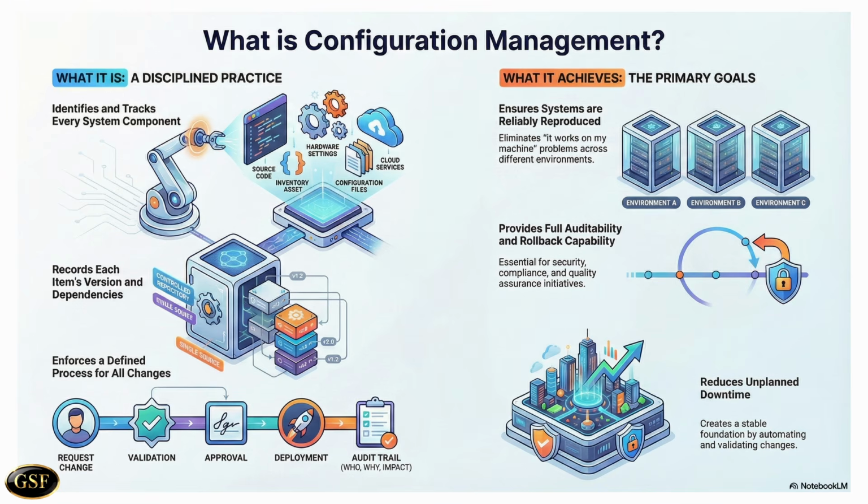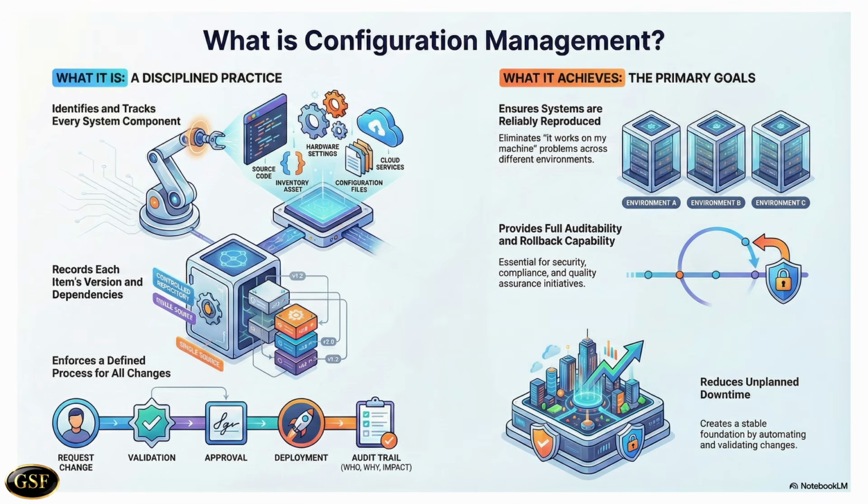Configuration management, CM, is a disciplined practice for establishing and maintaining the consistency of a system's functional and physical attributes throughout its life cycle. It does this by identifying every component that makes up an environment: source code, libraries, binaries, configuration files, data schemas, hardware settings, network topologies, and even cloud service definitions, and recording each item's version, relationships, and dependencies in a controlled repository.